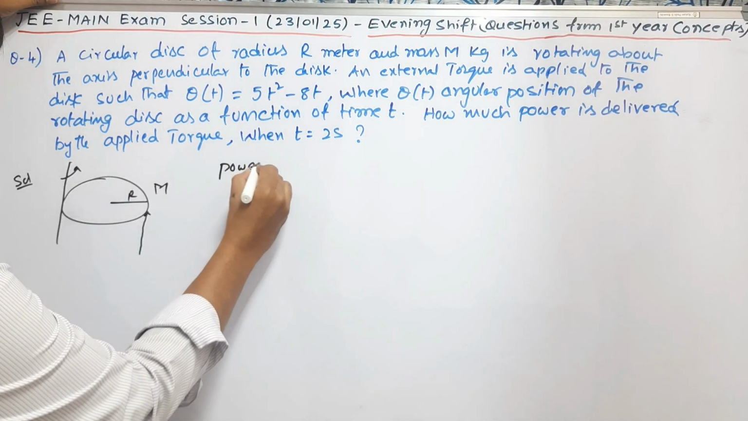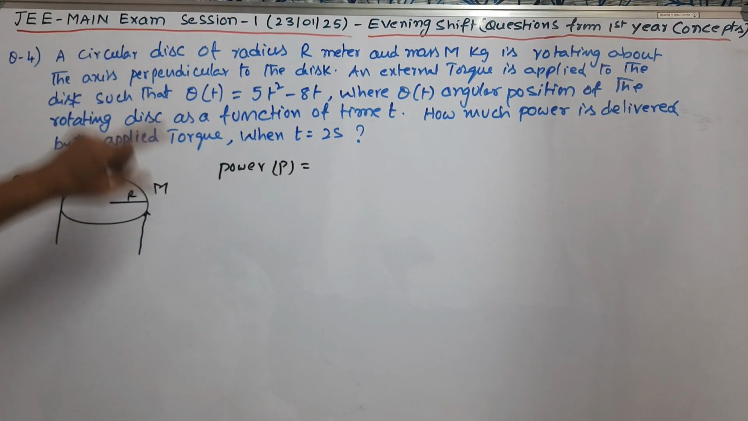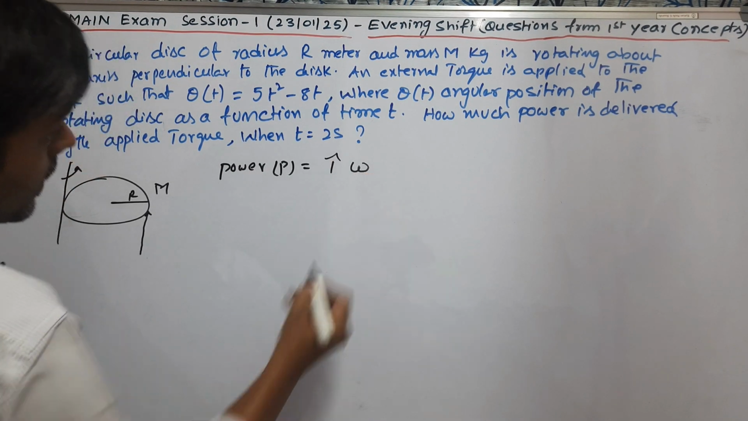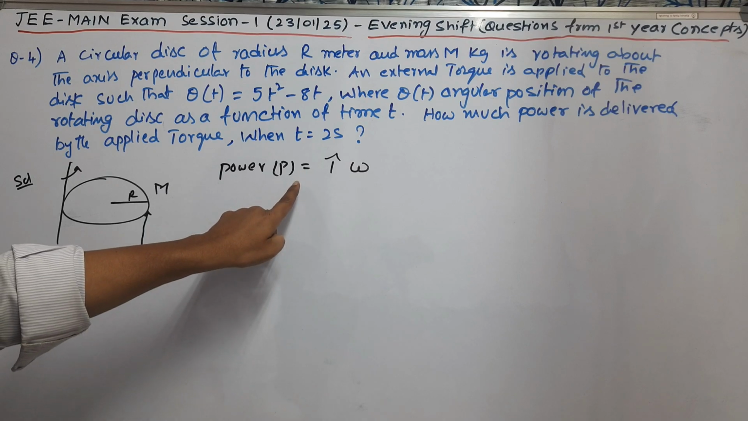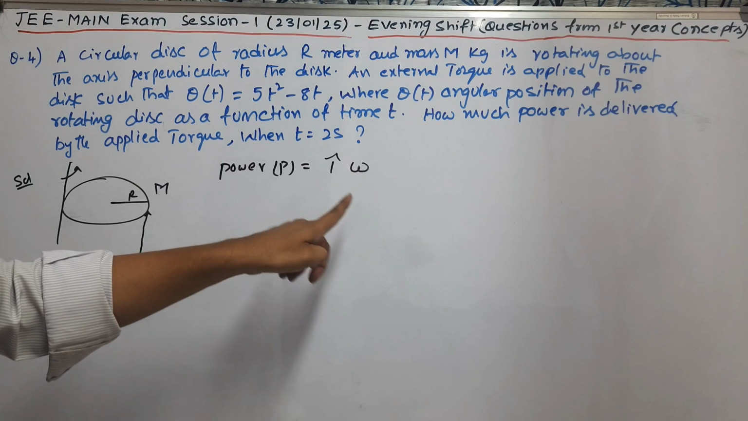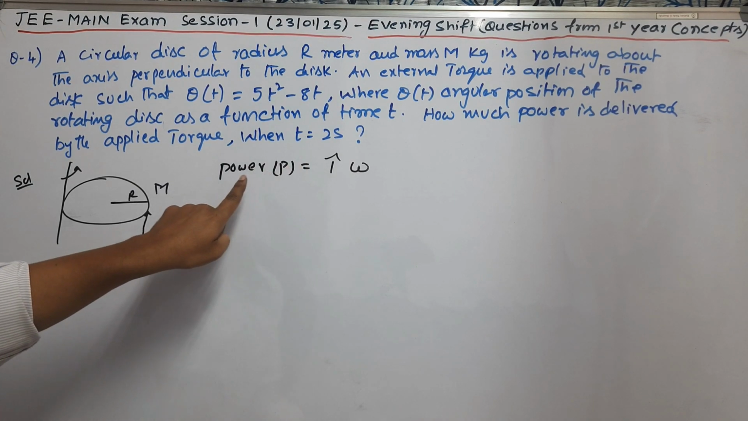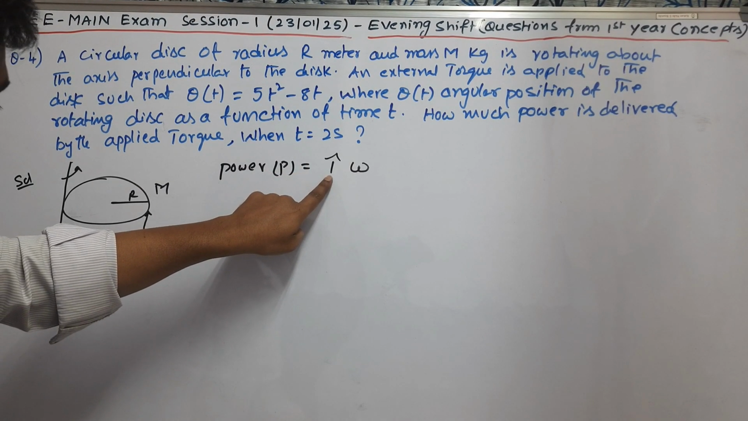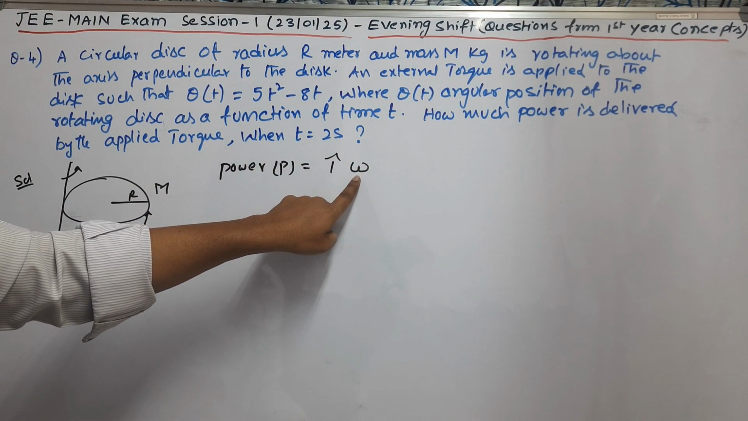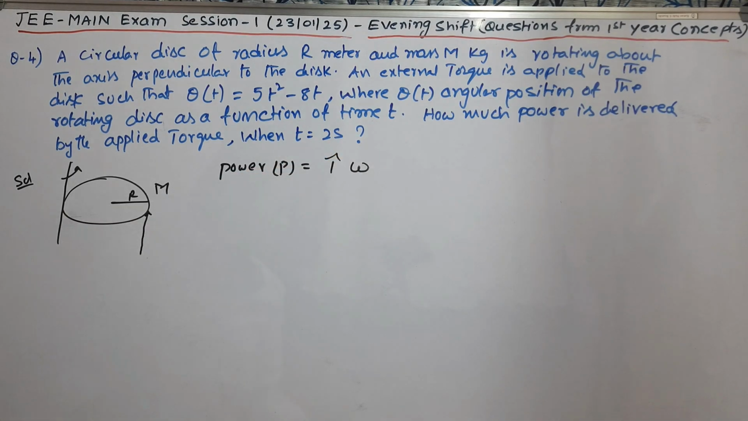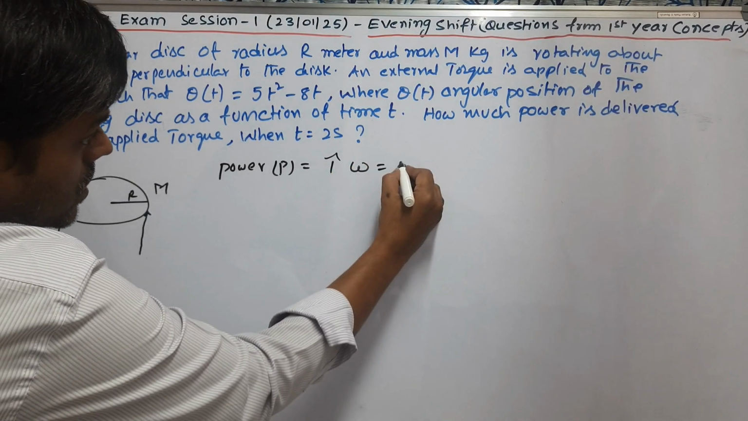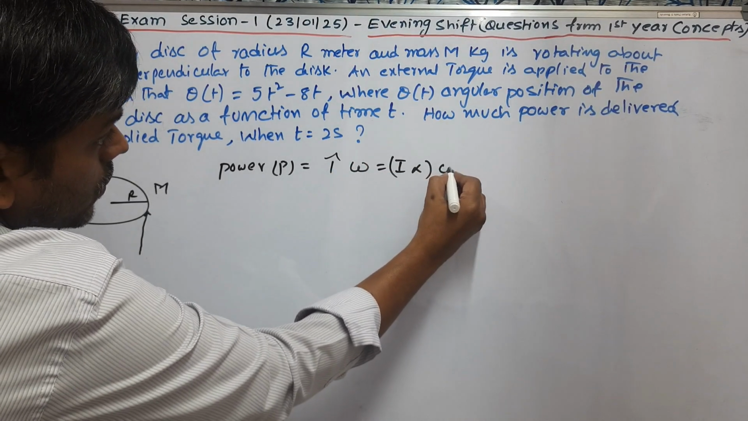Power is being asked. When a body is in rotatory motion, the power P is equal to torque into omega. In translatory motion, that is linear motion, power P is equal to force into velocity. The same role played by force in linear motion is played by torque in rotatory motion, and omega is the rotational analogue of velocity in linear motion. So power is torque tau into omega, and tau is equal to I into alpha, so P is I alpha omega.